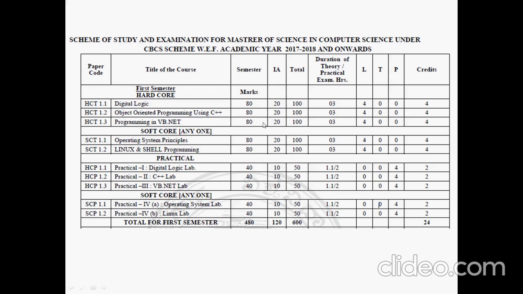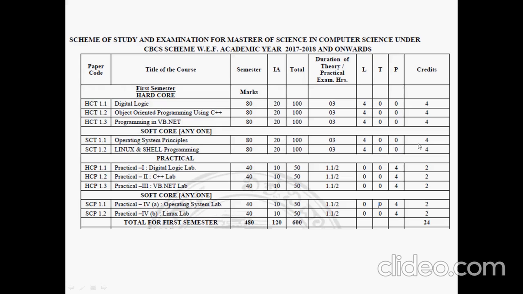Similarly, in the softcore paper, a candidate can choose any one. In softcore 1.1, operating system principles or Linux and shell programming. Among these two papers, one has to be selected for 100 marks, 80 external and 20 internal, and it also has 4 credits.